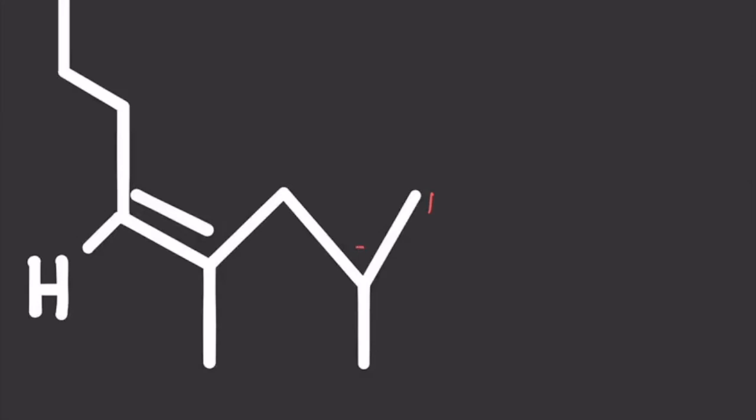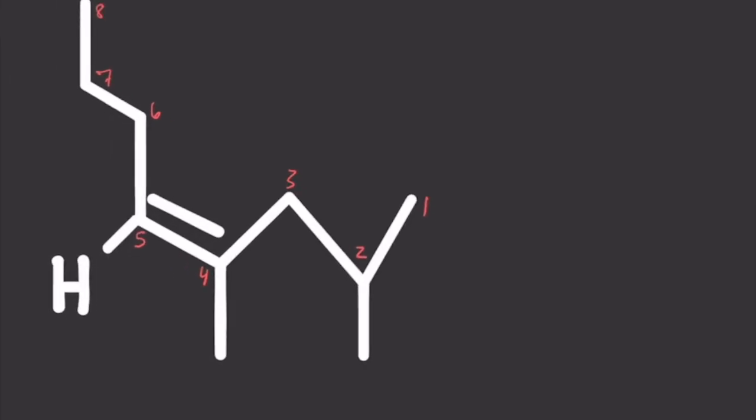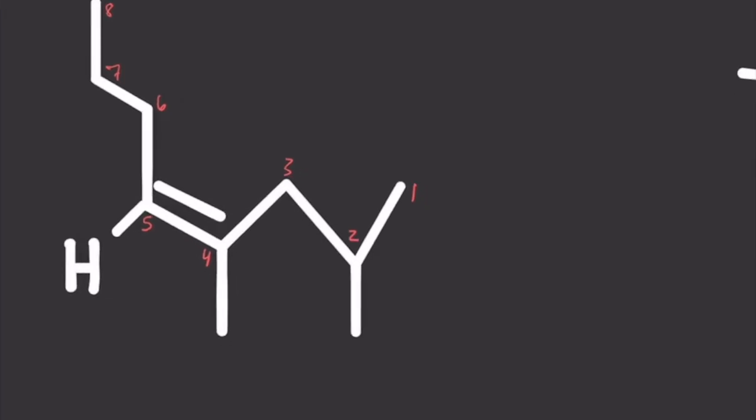Alright, so for this compound, let's number the carbons. 1, 2, 3, 4, 5, 6, 7, 8. So we have 8 carbons. So that's how we know it's going to be oct. But let's look at the double bond again. Let's look at that first.